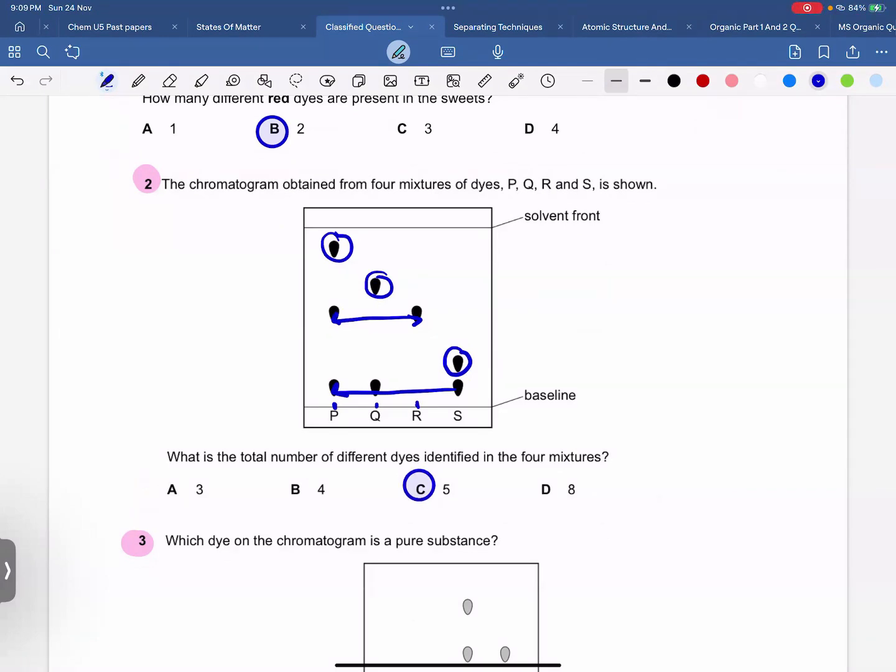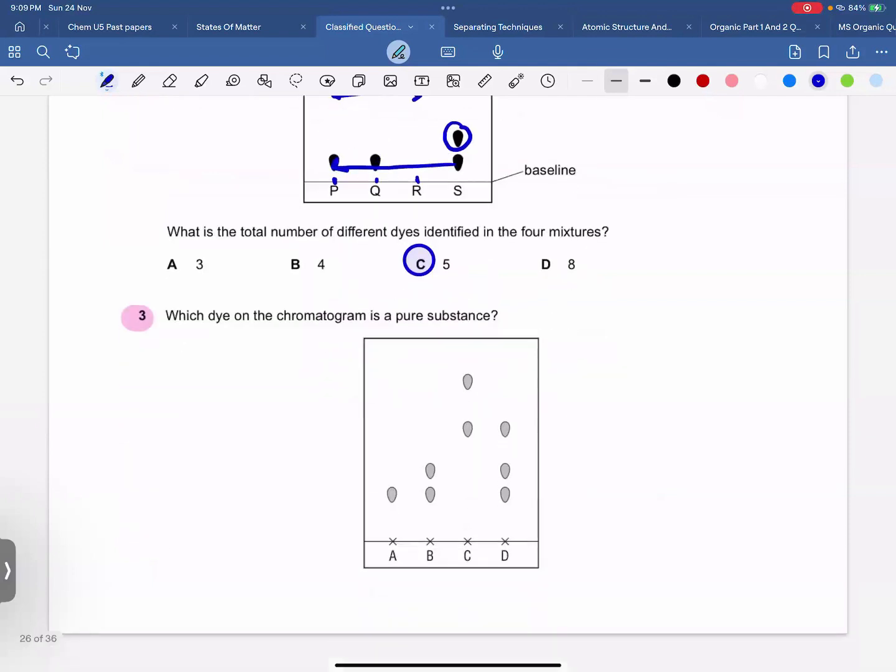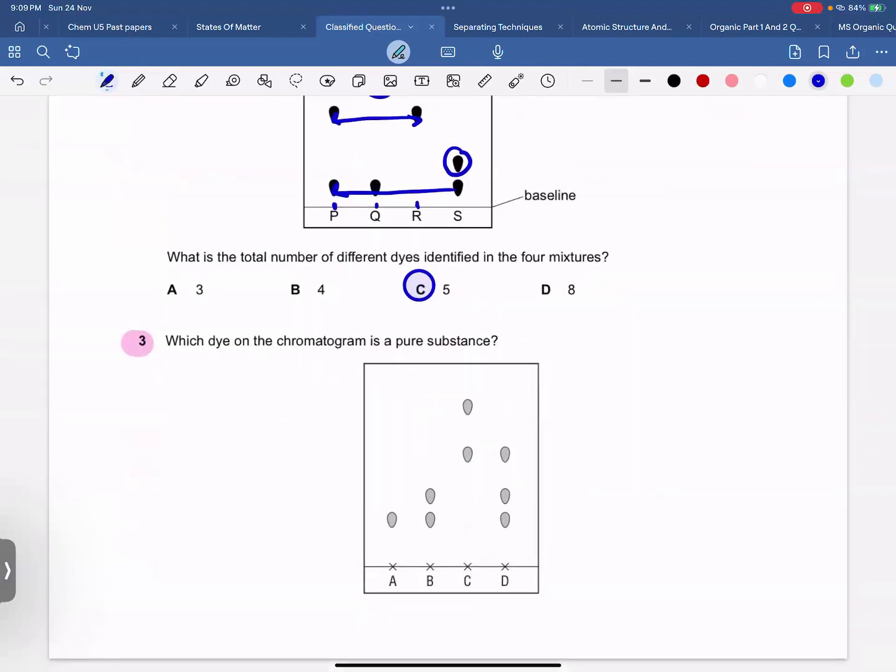Okay, so what's the total number of different dyes identified in the 4 mixtures? So 1, 2, 3, 4, 5. And then which dye on the chromatogram is a pure substance? Only one spot. So it's going to be A.